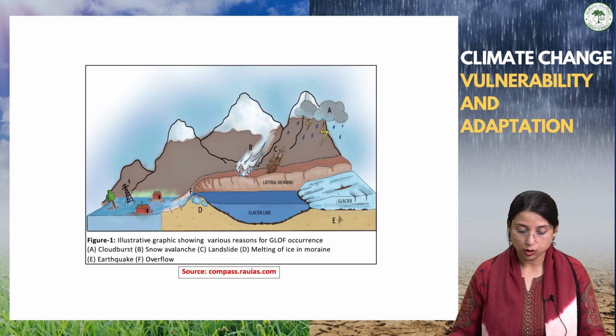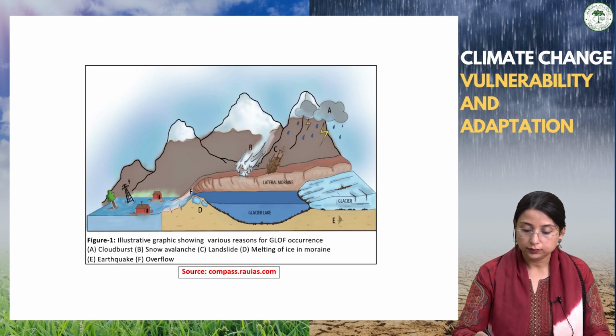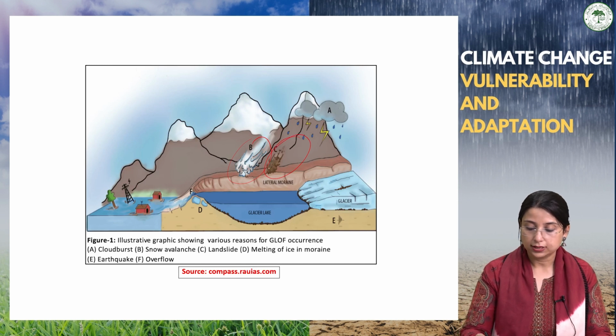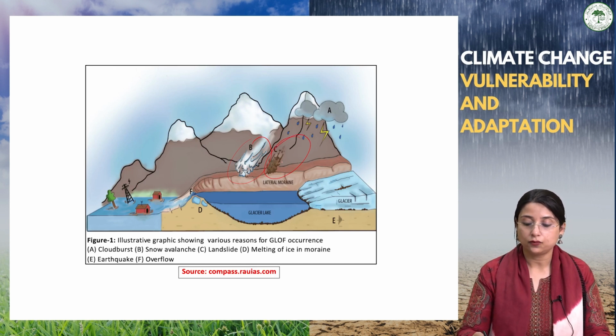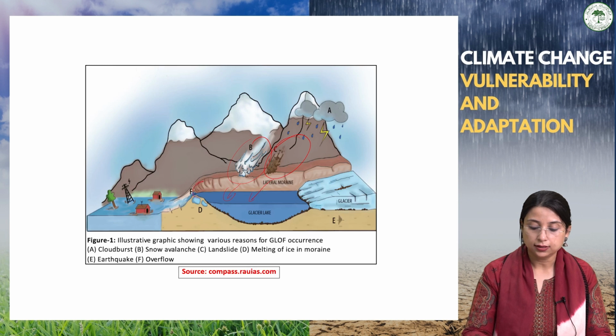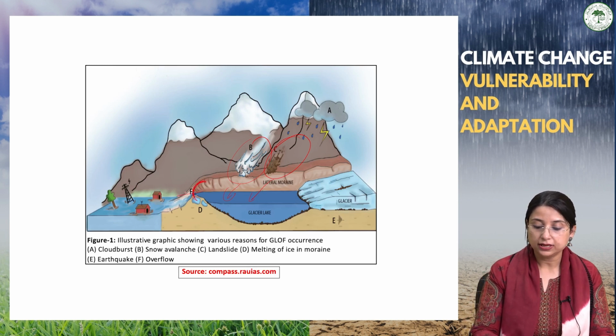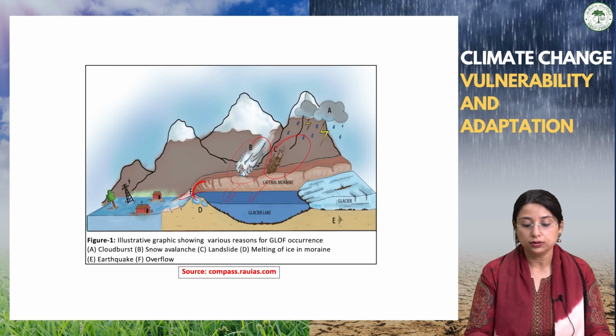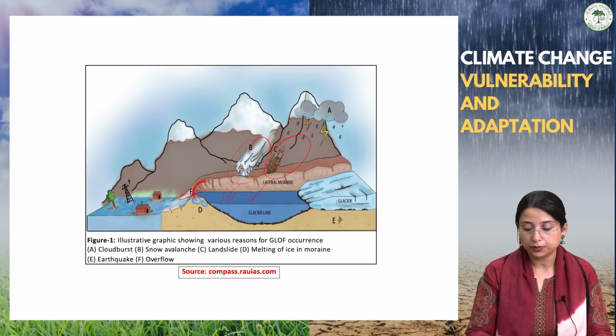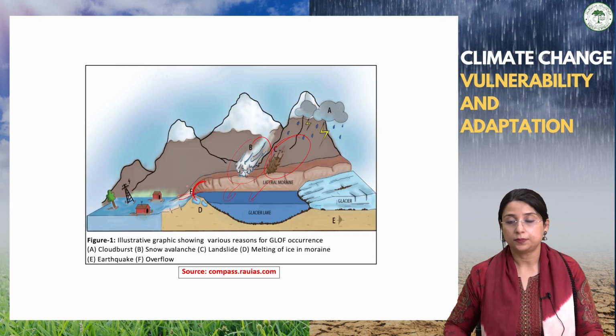Here you can observe how the large chunk of ice and rocks from the landslide is coming down. When this large chunk of ice or rocks is immensely added in the glacial lake, it can create pressure on the dam, on the moraines, and this will breach out. When this breaches out, a glacial lake outburst will take place.